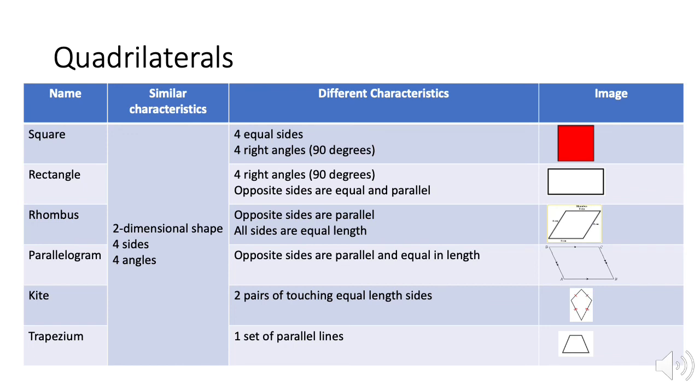Quadrilaterals are always two-dimensional shapes. In other words, they're flat. They always have four straight sides and four angles. However, each one has different characteristics that make them different from the other quadrilaterals.